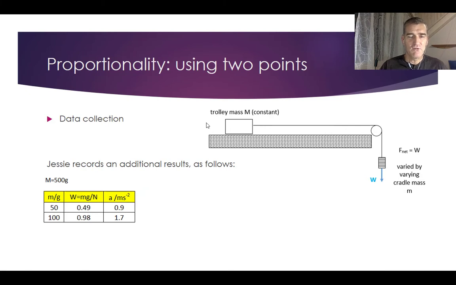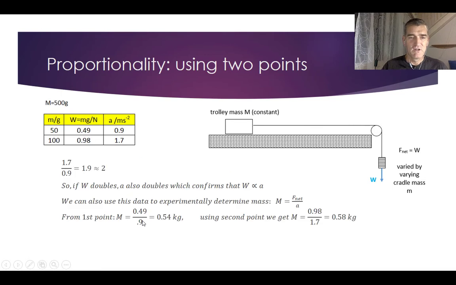But we have Jessie now, who's also in the group of 3 hypothetical students. Jessie decides, let's do another result, and so she adds to Marcus's result and doubles the mass of the cradle and determines the acceleration and gets this result. And then what she does is deduce, she's saying, we want to see whether doubling the mass doubles the acceleration. She divides 1.7 by 0.9 to get 1.9, which she says is approximately 2 correctly, and therefore she says that we validated a relationship. Weight is indeed proportional to the acceleration. The net force is proportional to the acceleration. So again, she's pretty happy with it.